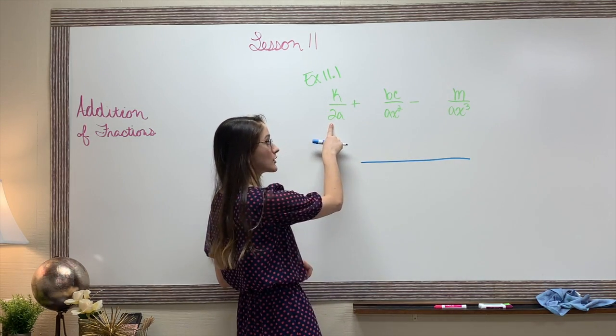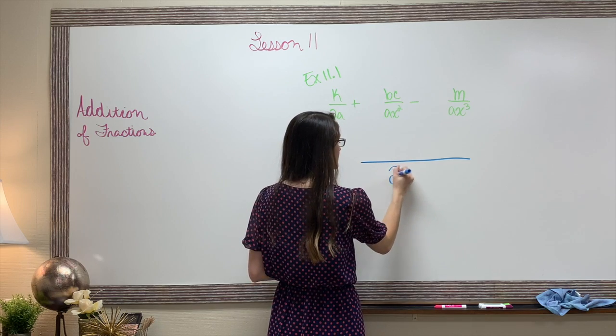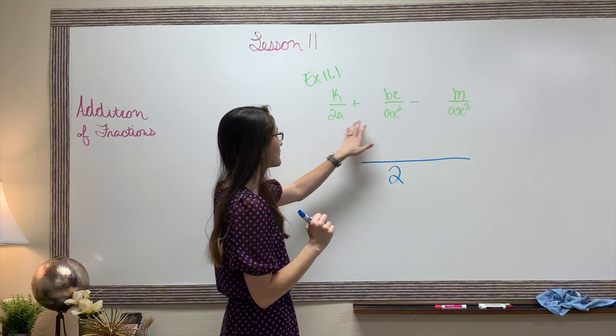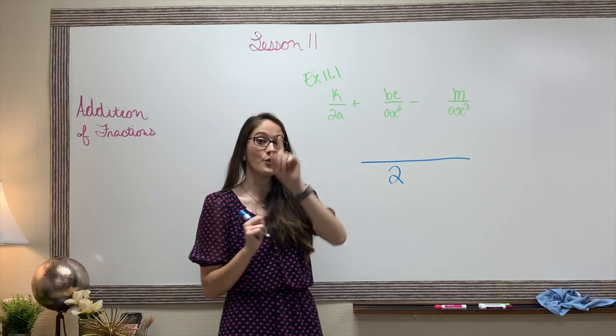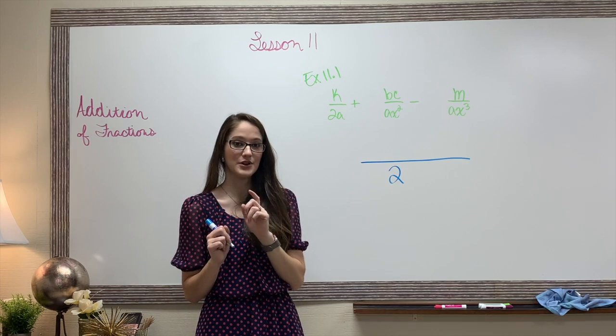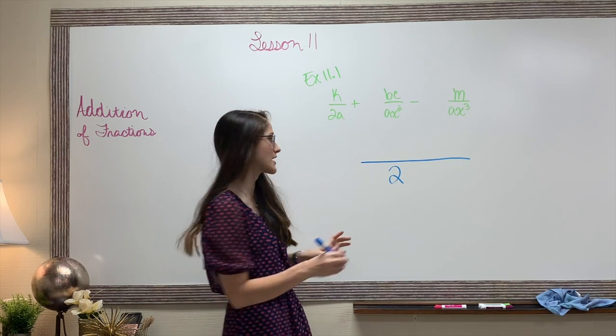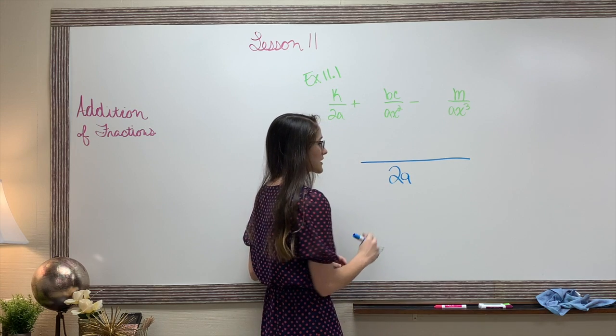So this is the only fraction that has a 2. So I'm just going to write 2. But every single fraction has 1a. It has a to the first. So that's great. They all have that in common. So I only need to write it once.